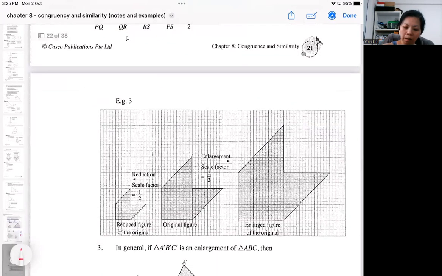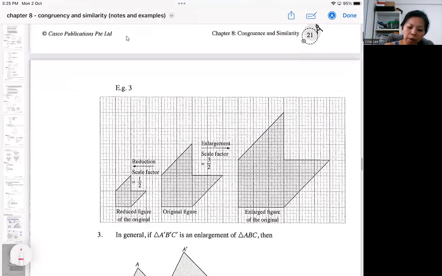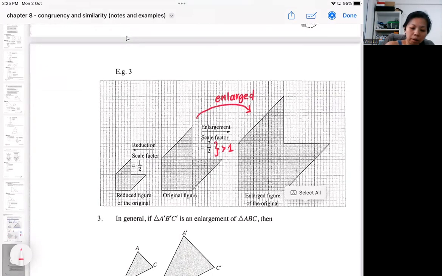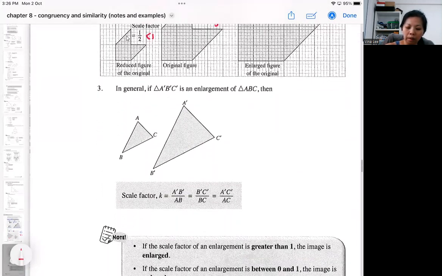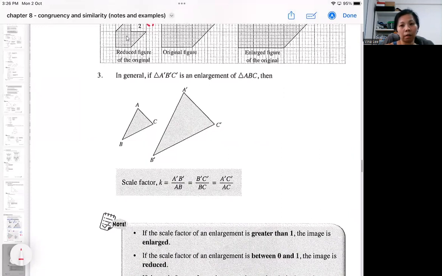Basically, it's quite easy to tell. If your scale factor is more than 1, that means it has grown bigger. It has been enlarged. If your scale factor is less than 1, that means it has become smaller. Okay, so that is the idea of similarity and enlargement.